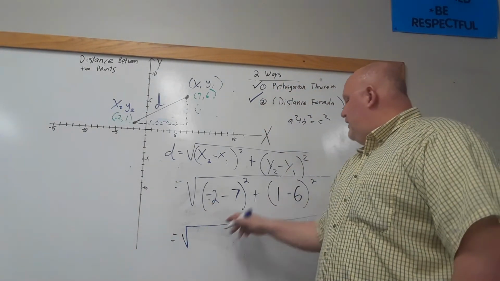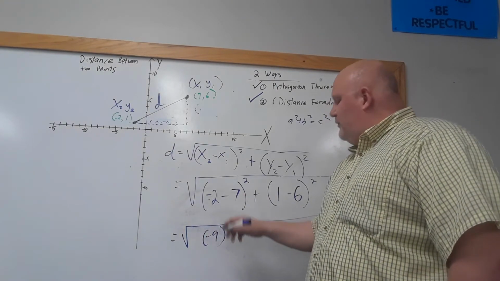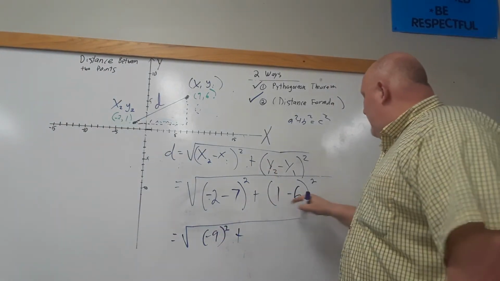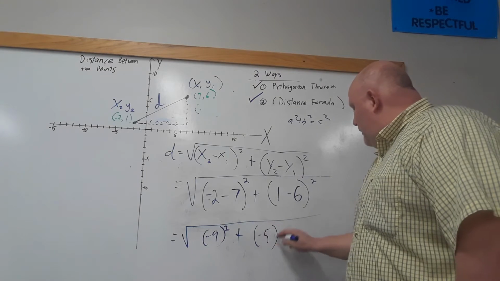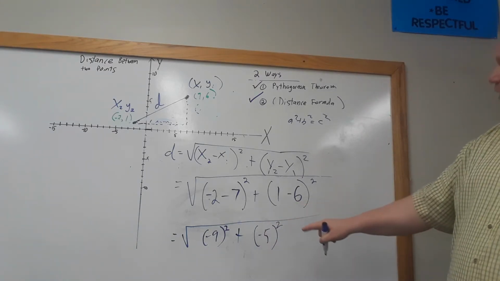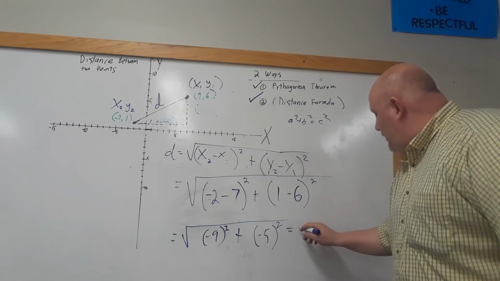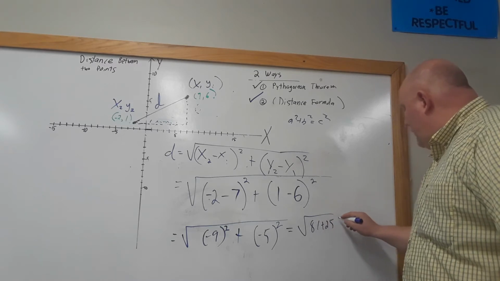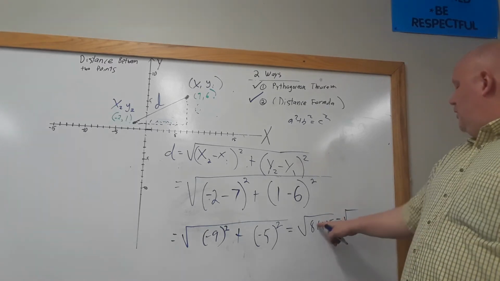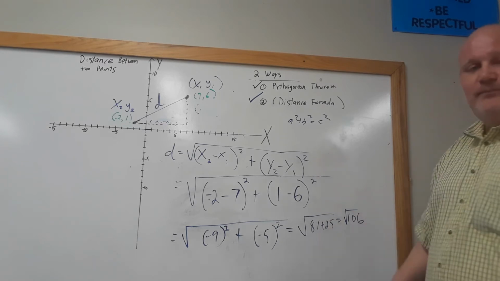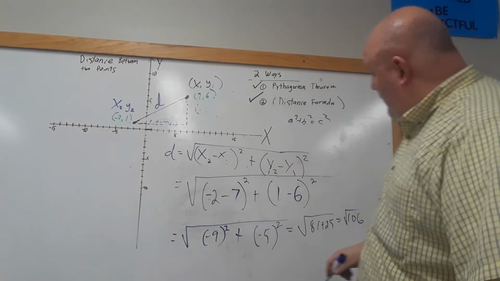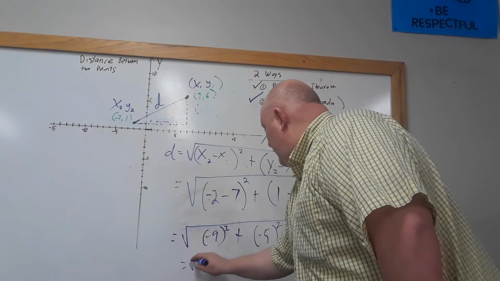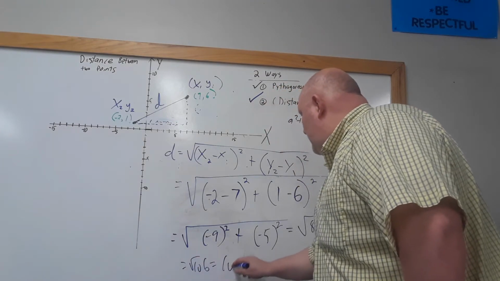All right, negative 9. So again, it comes out negative sometimes when you're doing the calculation, but when you square it, it comes out positive. And then 1 minus 6, that's negative 5, but we're going to be squaring it. So that's going to clean up and be the square root of 81 plus 25, which is the square root of 106, which is what we got last time. In case you can't see that, I'm kind of winging it there. That's equal to the square root of 106, which last time when we did the square root, was 10.3.